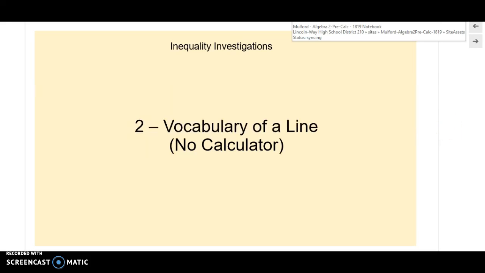In this video, we're going to be looking at vocabulary of lines. Specifically, we're going to be looking at different forms of equations that we might encounter. We're also going to talk about rate of change or slope, as we are probably more familiar with that term. And also, we're going to be looking at intercepts, not only the x and the y, but we're going to call them vertical and horizontal intercepts.